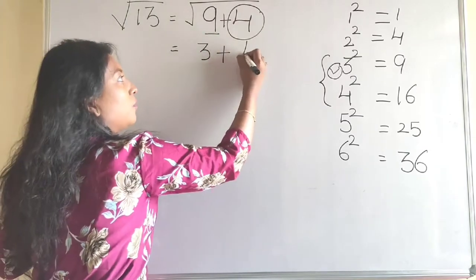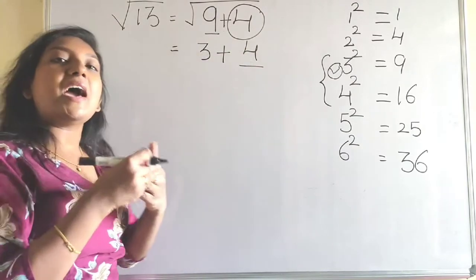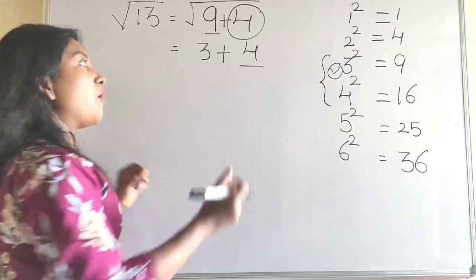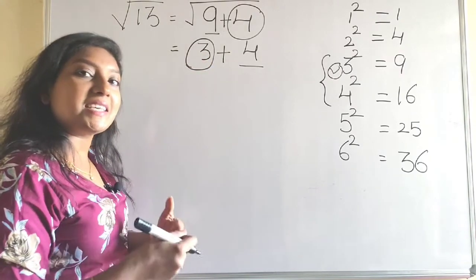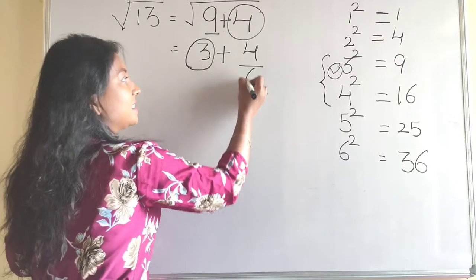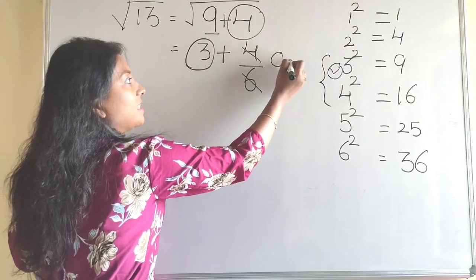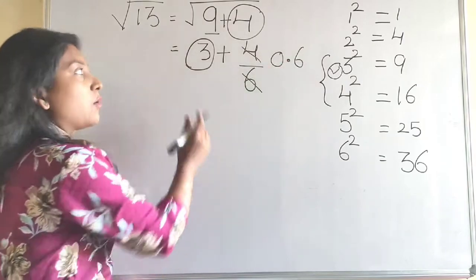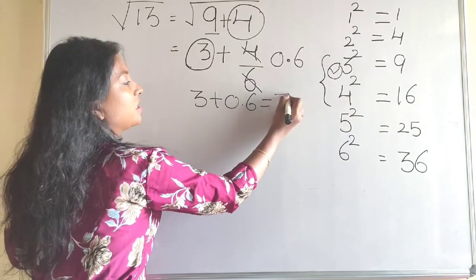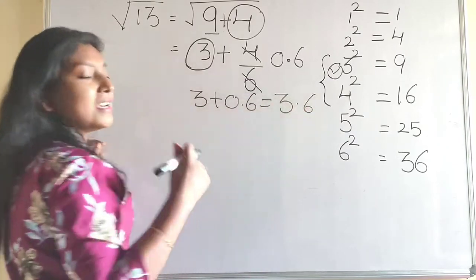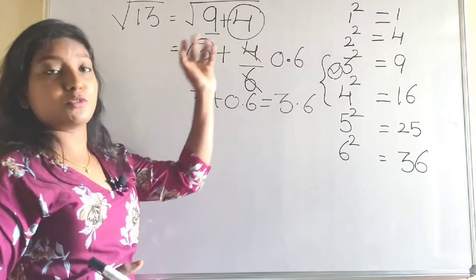And write 4. Next, in the denominator, we have to take the double of this number. What is the double of this number? That is 6. 3 double is 6. So write 6. That's it. Just cancel it. You will get 0.6. Now add to this number 3 plus 0.6, which gives 3.6. You got your answer. So here I have shown you in terms of 3 square.